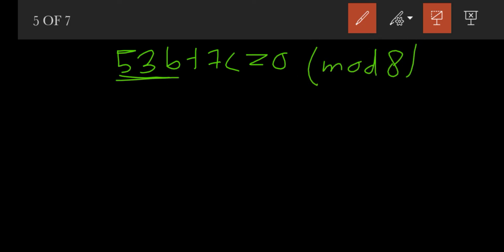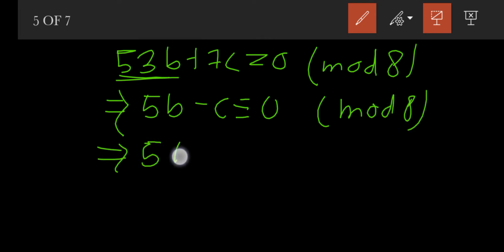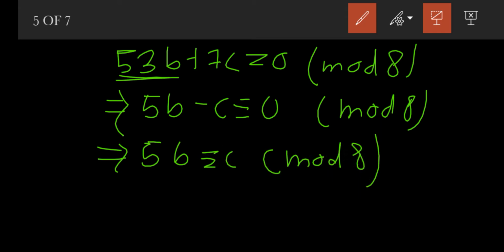Now 53b plus 7c reduces to 5b minus c, congruent to 0 modulo 8. So from here we get 5b congruent to c modulo 8. This is pretty easy to see. Since a, b, c are base 8 digits, each of a, b, c is at least 0 and at most 7.